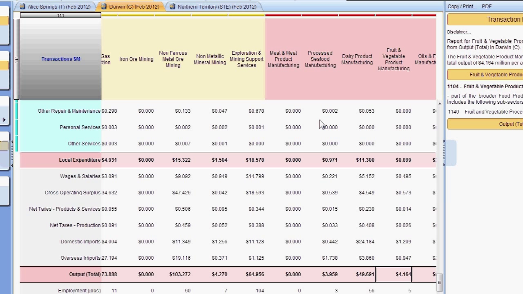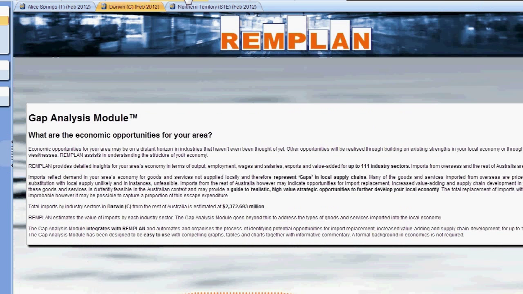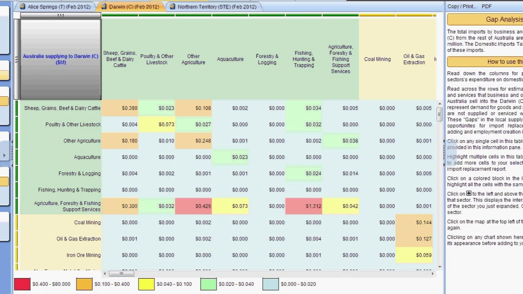In a way, gap analysis is the opposite or the inverse of that. So the matrix details the buying and selling relationships. The gap analysis module highlights those gaps in local supply chains. So I've opened up the gap analysis tab and we've got the domestic imports table selected. Now, what the software is also doing, it's color coding the higher value gaps. Now, this is at a 19 industry sector level.